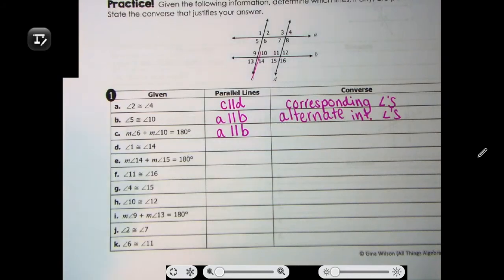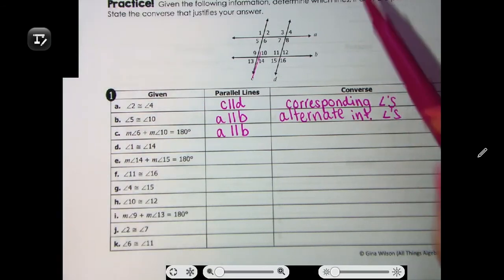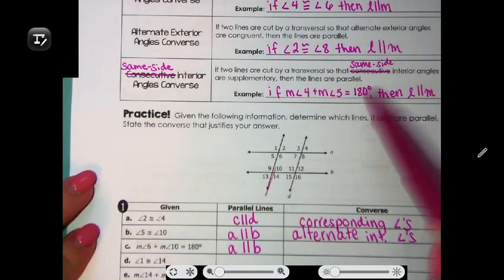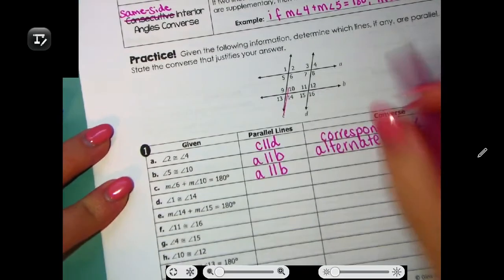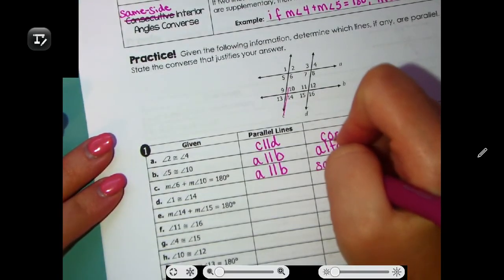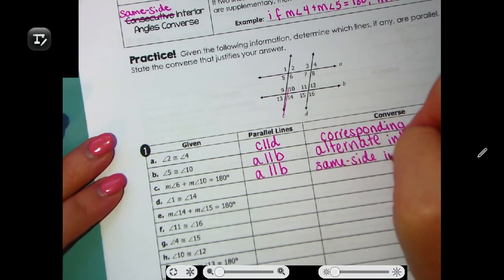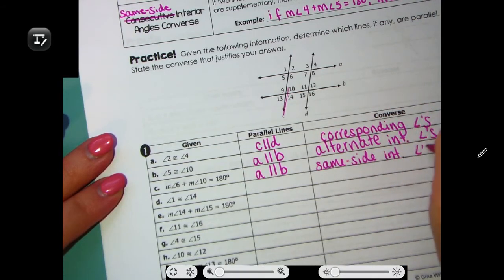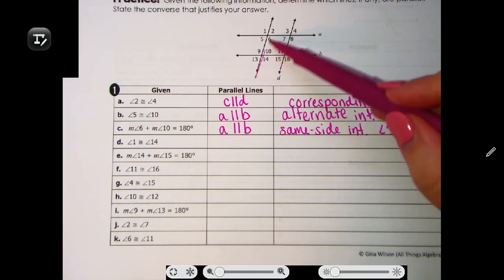And then this makes it kind of easy when it's the converse. So there's only one option up here that's talking about them adding to 180 rather than being congruent. So this would be our same side interior angles. So that's 6 and 10. And you can tell, right? They're on the same side and they're interior.